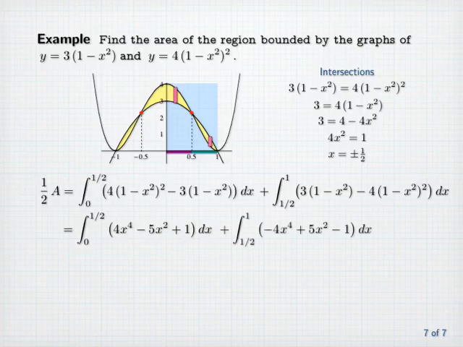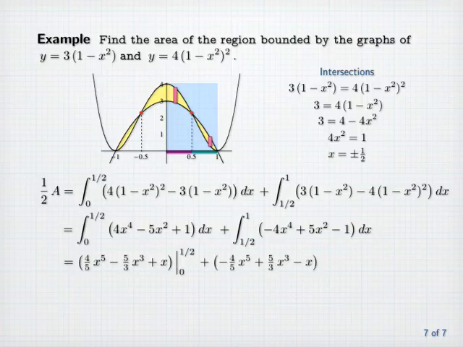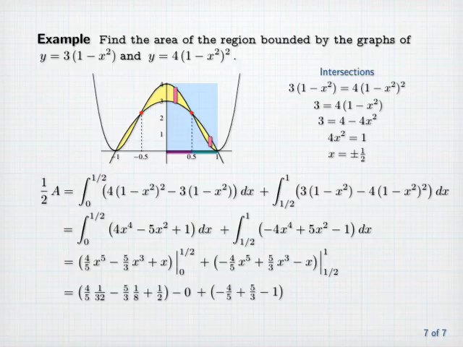Now let's antidifferentiate and evaluate between the endpoints. Our antiderivative is 4/5 x to the fifth minus 5/3 x cubed plus x, and for the second term, we just have the negative of that same antiderivative evaluated between 1/2 and 1. Now we substitute 1/2 into the first term and subtract its value at 0, which is 0. Then we add the value of the second antiderivative at 1 minus its value at 1/2.